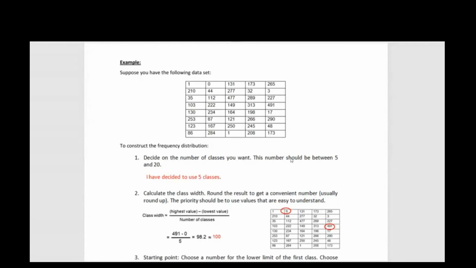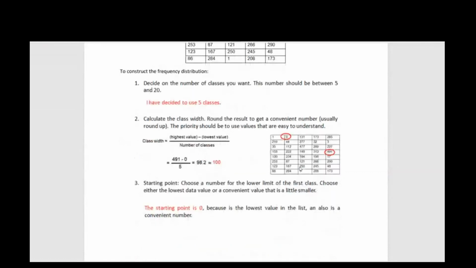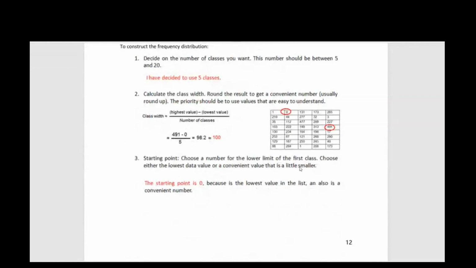The next thing to do is to calculate the class width. How do you calculate the class width? You round the result to get a convenient number, usually rounding up. The priority should be to use values that are easy to understand. The class width will be equal to the highest value of your data set, which in this data set is 191, minus the lowest value, which is 0, divided by the number of classes that I defined in my previous step.